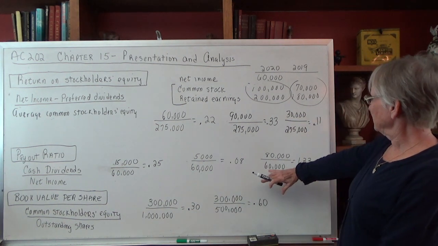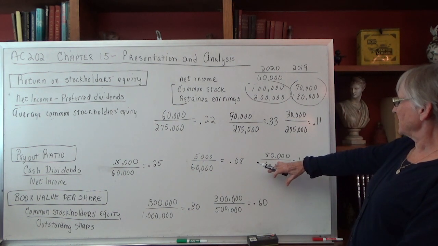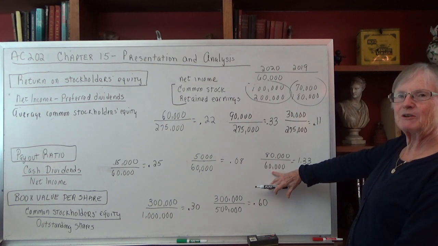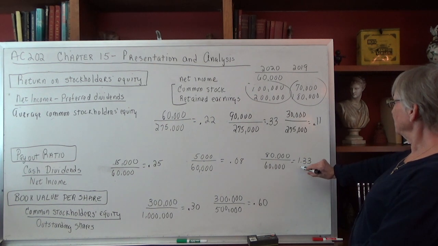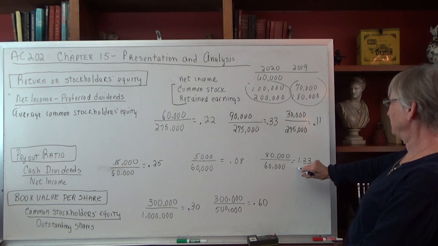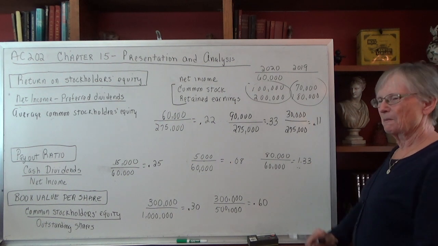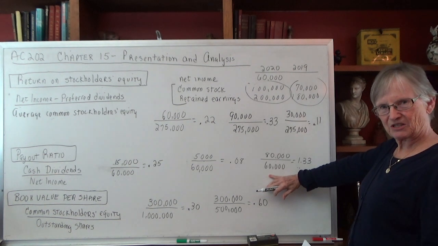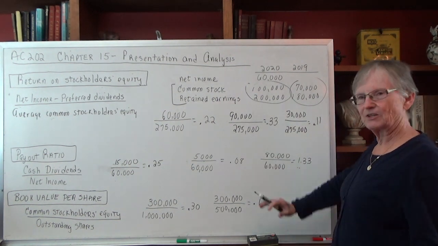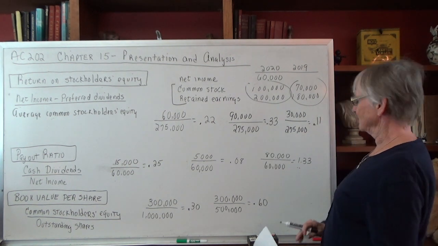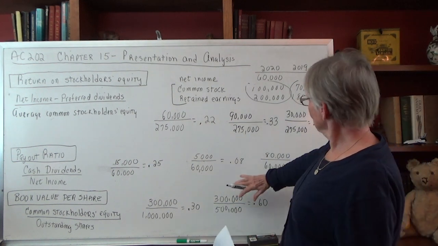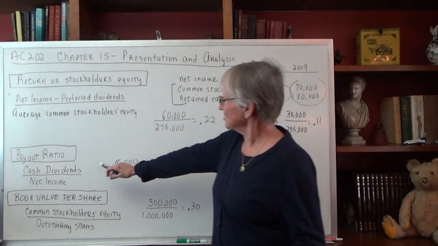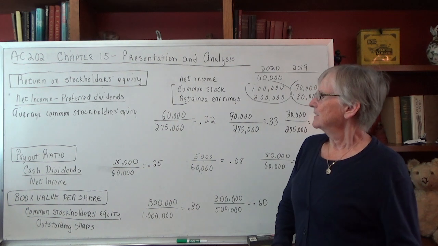Okay, so then you could take the other scenario where we're paying out 80,000 in dividends and we're only making 60,000 in net income. Here you've got a really nice high payout ratio, but one might question, is that sustainable? I might tend to want to sell the stock in that company. But anyway, this is just relating your cash dividends to net income.